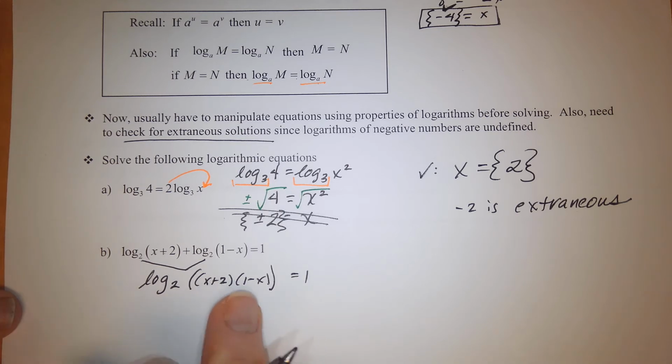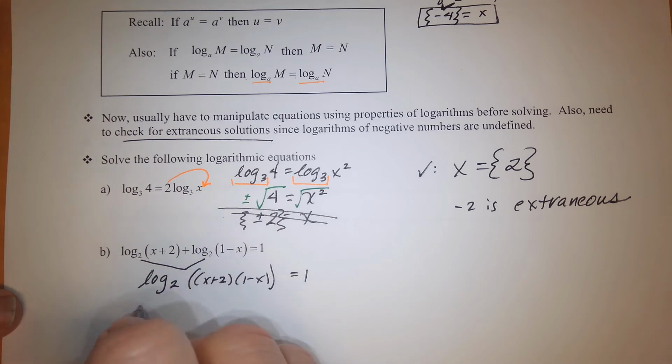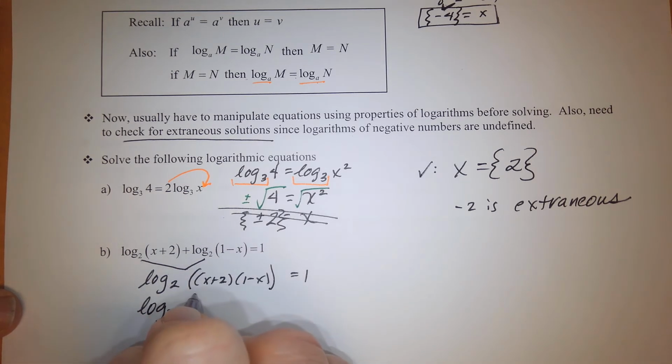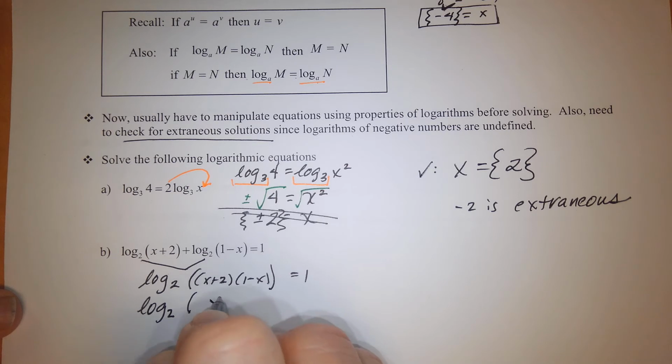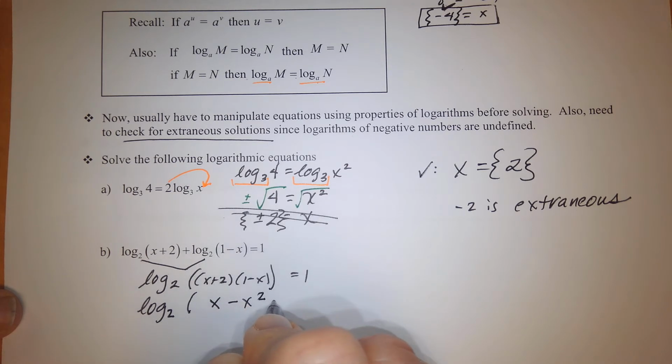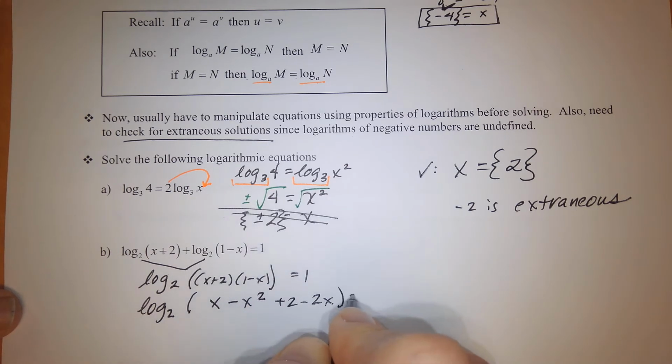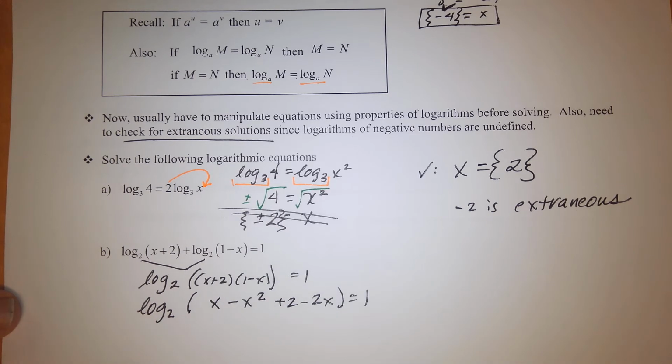So now I am going to FOIL this out. So this becomes log base 2 of x minus x squared plus 2 minus 2x equals 1. And then I'll put this in exponential form. Exponential form says the base 2 to the power of 1 equals this argument. So if I'm going to write this argument, I have negative x squared, and I'm going to combine x and negative 2x to make negative x here.